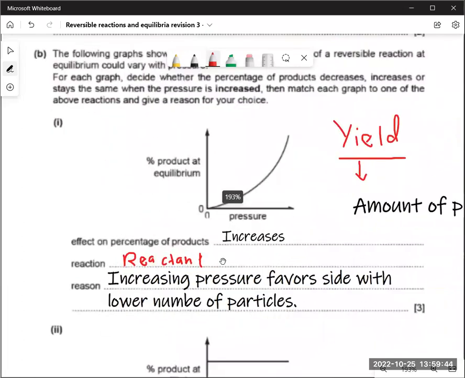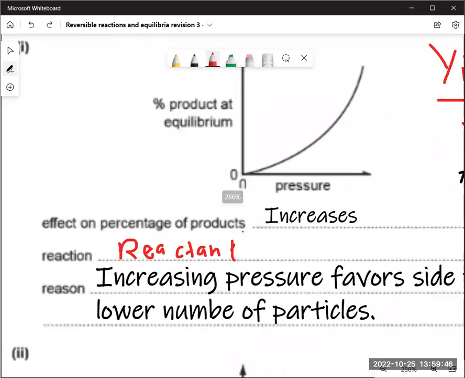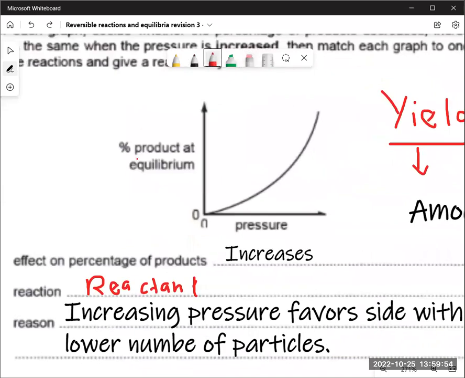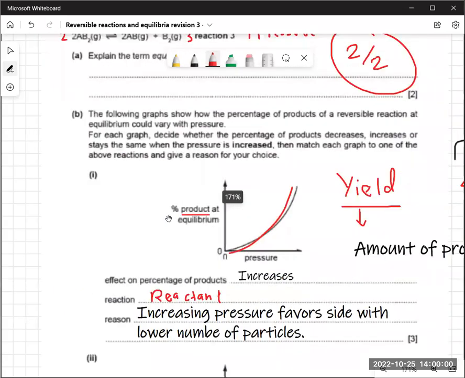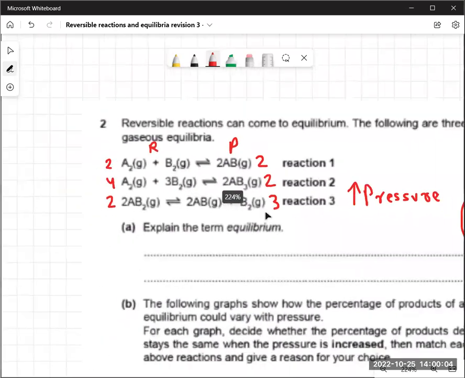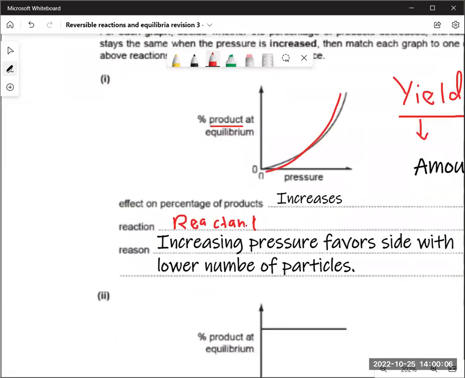But over here, what is being favored? Product or reactant? Reactant. No, this one, look. Effect on the percentage of product. What is increasing? Is the reactant increasing or the product increasing right here? Oh, the product is increasing. So it cannot be 3 because the reactant will increase in 3. In 2, the product will increase. So it must be reaction number 2.